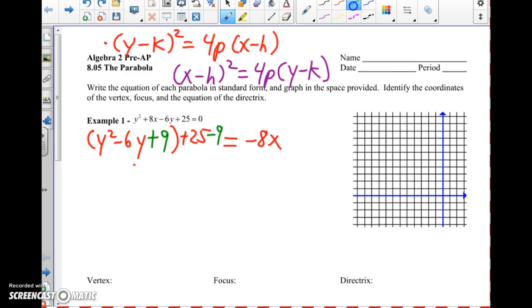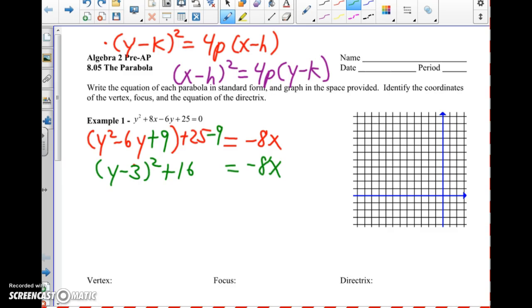Now, factor the neighborhood. What are you going to get? Y minus 3 squared. Right. Add the outsiders. What do you get? Positive 16. And that equals negative 8x. That's right. Understand?